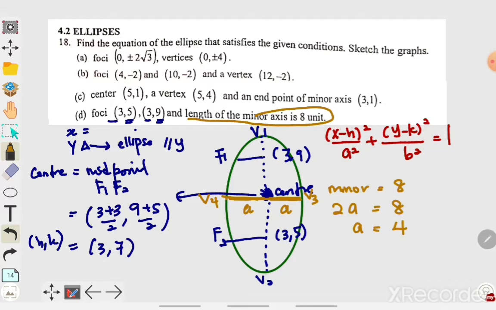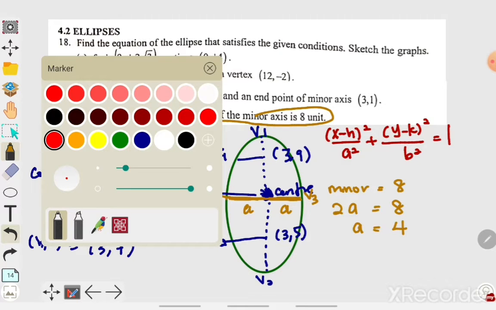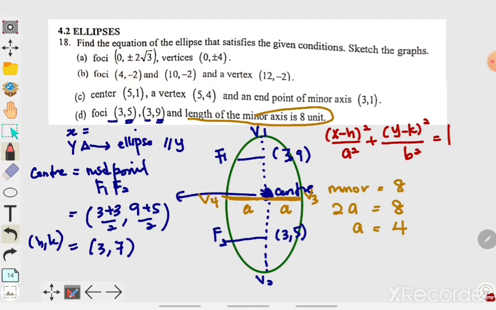Let's discuss another parameter, where you have been given the foci and center. I would like to use the pink color. The distance from the focus to the center, we call the distance c. So you have 9 and 7. We have c equals 9 minus 7, therefore c equals 2.